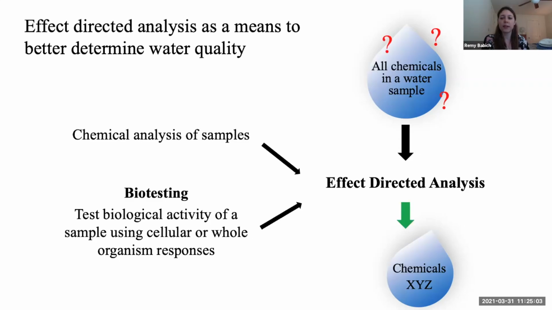So effect-directed analysis combines the chemical analysis of samples with biotesting, which is testing the impact of a sample, chemical, or chemical mixture on biological activity of either cells or whole organisms. And this gives us the opportunity to identify bioactive chemicals in complex mixtures. And understanding these potential driving factors is a really important step to be considered before taking management or regulatory measures.